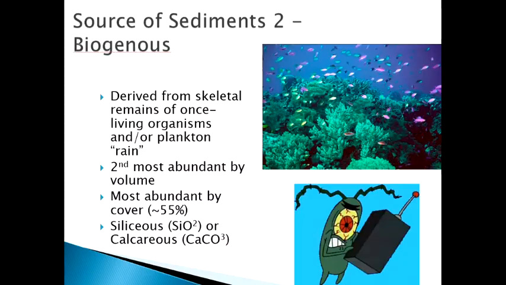Things to remember. The second major source of sediments is biogenous sediments, and you see a coral reef here with a bunch of fishes swimming over it. Who knows how many other little small shelly critters are in there. When they die, their skeletons stay on the ocean floor. Their skeletons act as sedimentary particles, and so we say that they are biogenous. They're from biology. If you go by volume, these are the second most abundant sediment types on planet Earth.